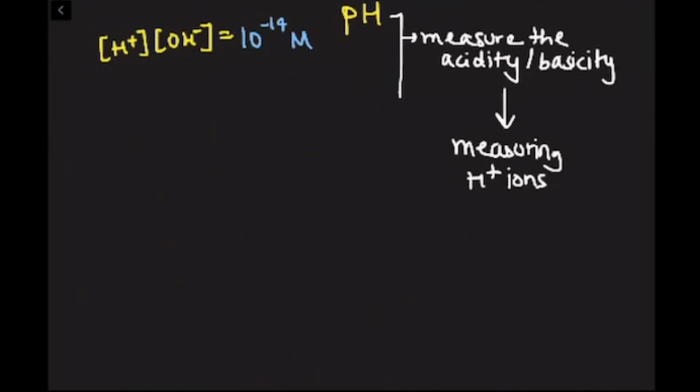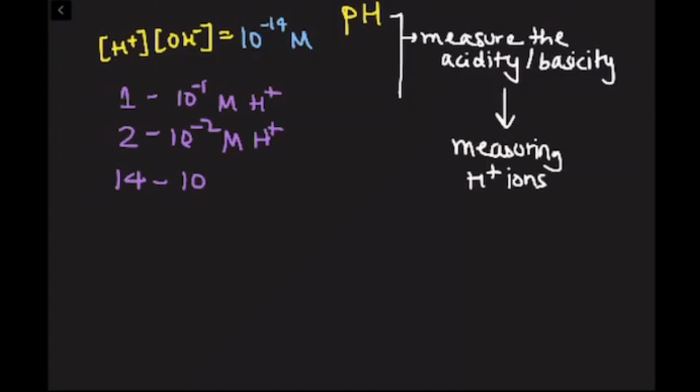So a 1 on the pH scale would be a concentration of 10 to the negative 1 molarity H+ ions. A 2 on the pH scale would be 10 to the power of negative 2 molarity H+ ions. A 14 on the pH scale means that that solution contains 10 to the negative 14th molarity H+ ions.